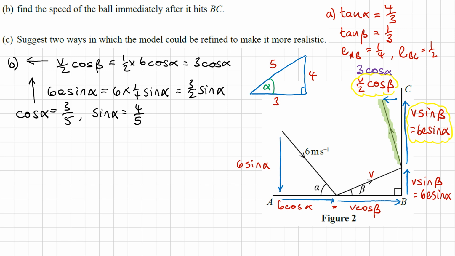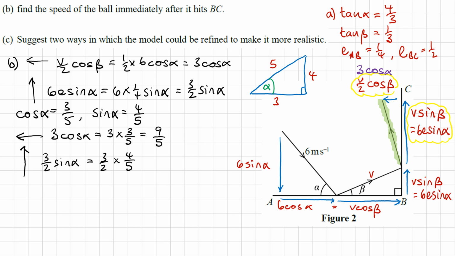So now my velocity, which is perpendicular to BC, this part here, after the second collision, is going to be 3 cos alpha, which is then equal to 3 times by 3/5, because that's cos alpha, which is 9/5. And then this part here, which is equal to 3/2 sine alpha, will be 3/2 times by sine alpha, which is 4/5. And that's 12/10, simplifying to 6/5.